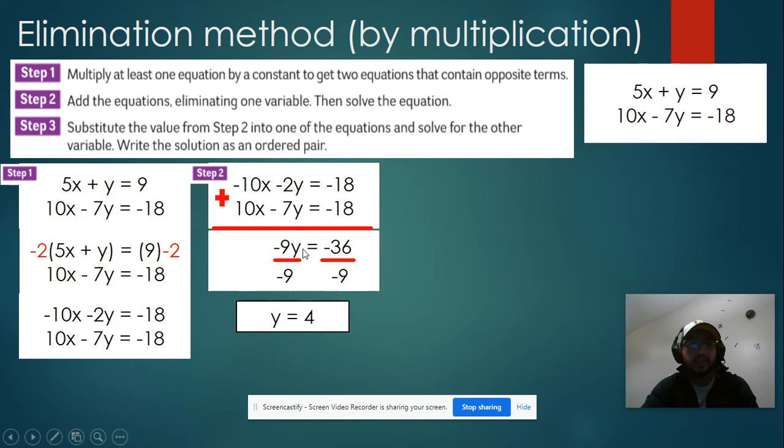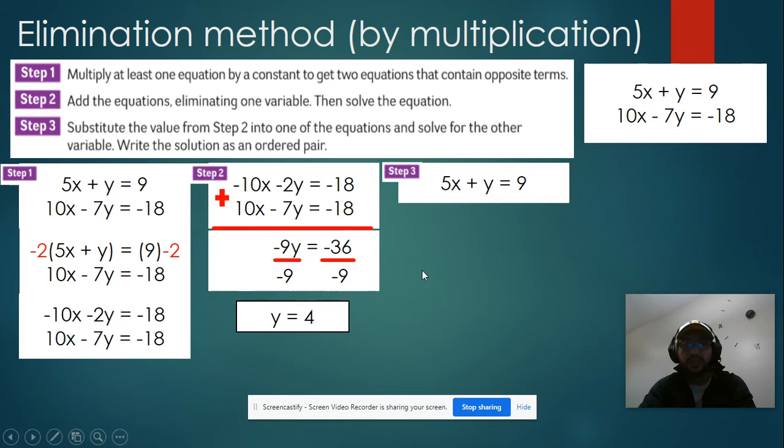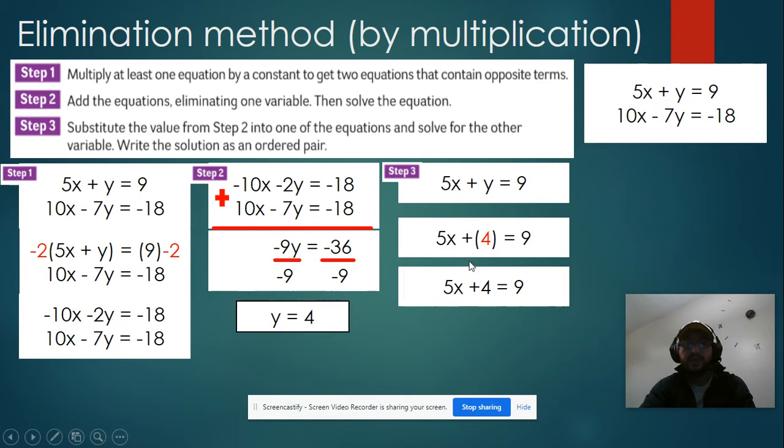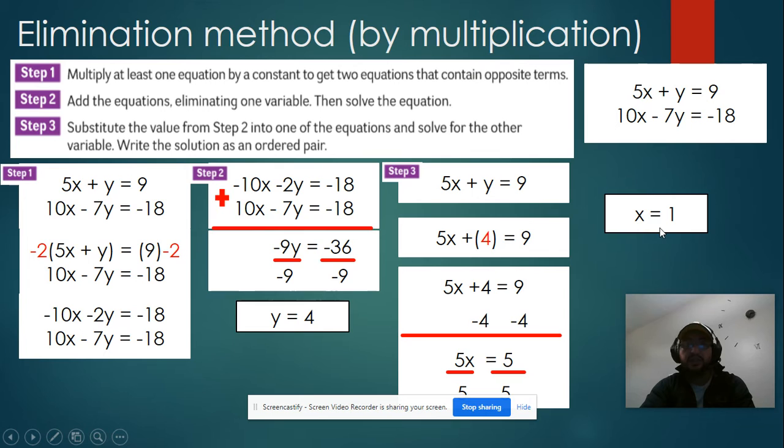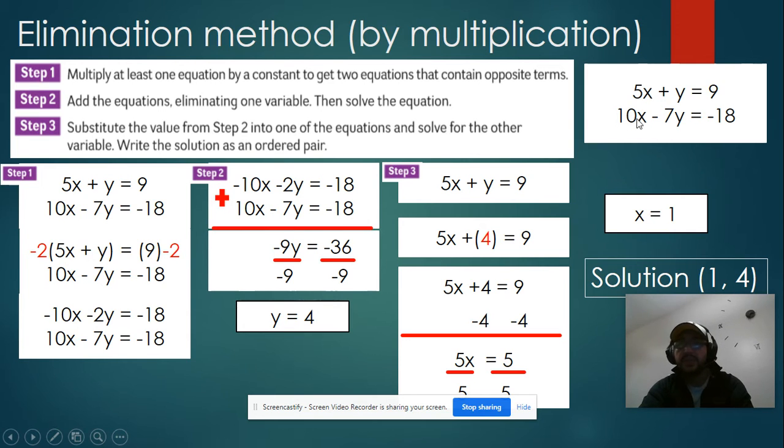And then use this one in any of the original equations, and then find the other part of the solution. Like in this case, I'm going to replace the y with the 4. So it will be minus 4 on both sides, 5x equals 5, divide by 5, and x equals 1. So my solution will be 1 comma 4. That's how we do it. First, we need to multiply one equation in order to make it opposite to the other one.